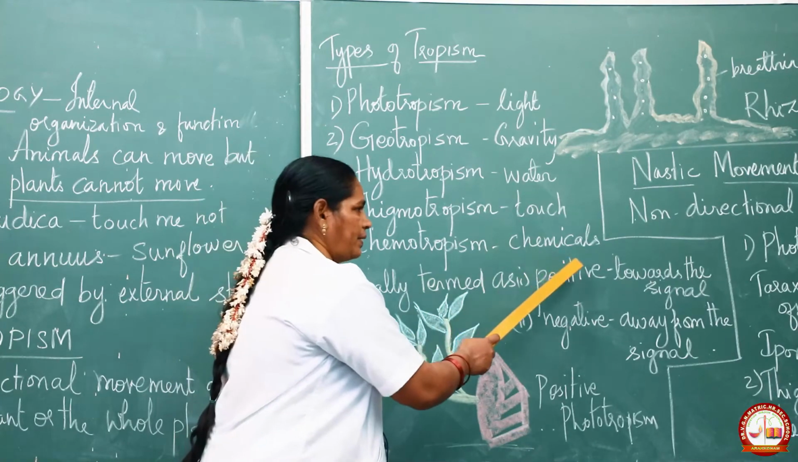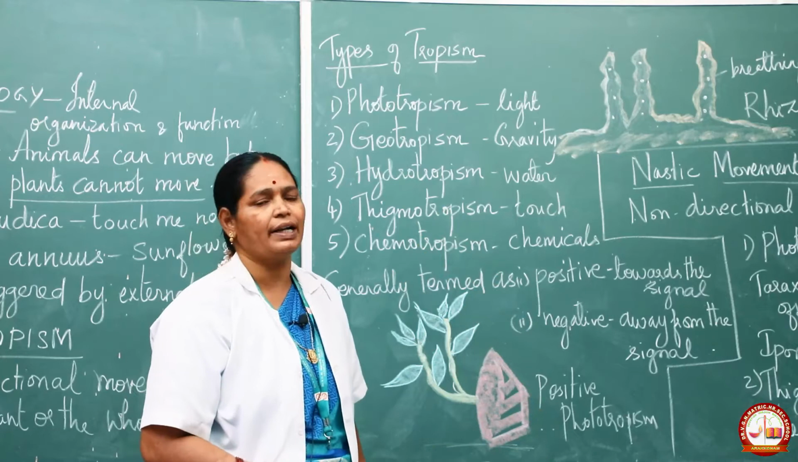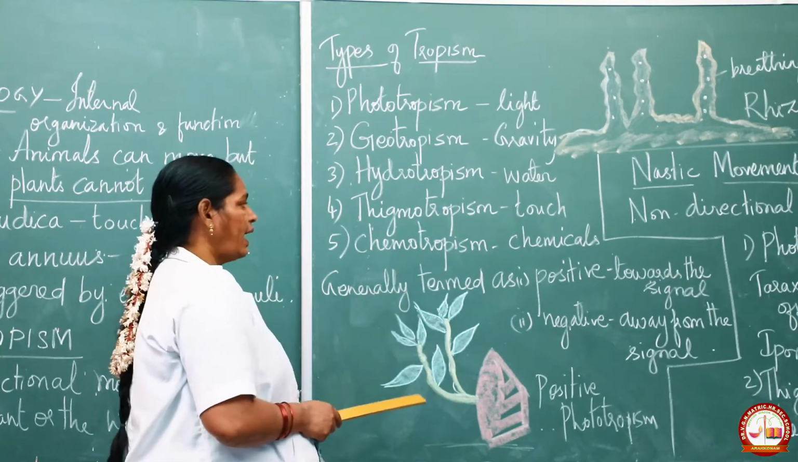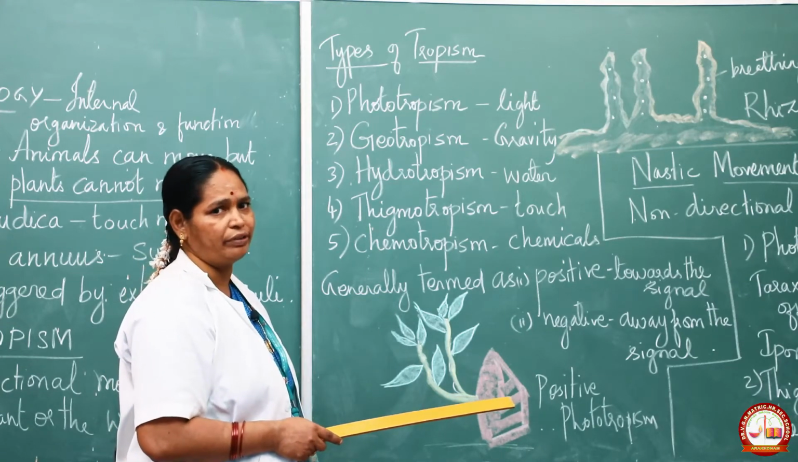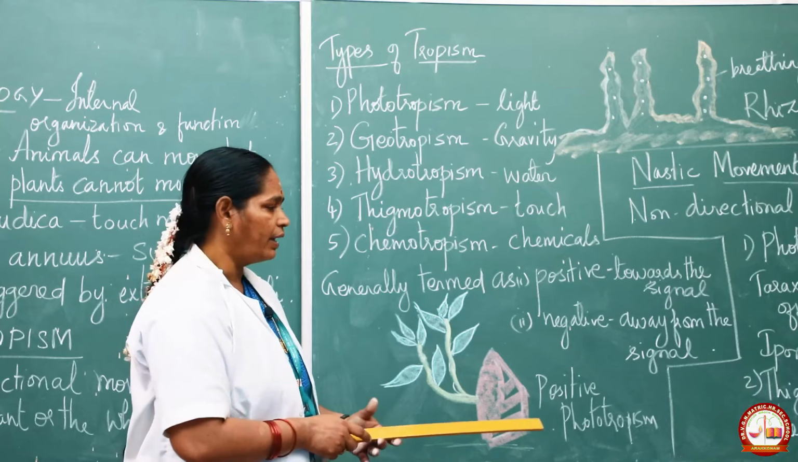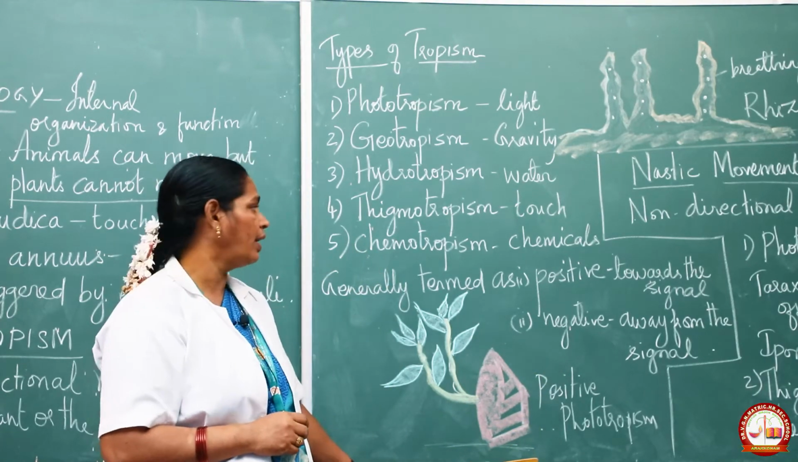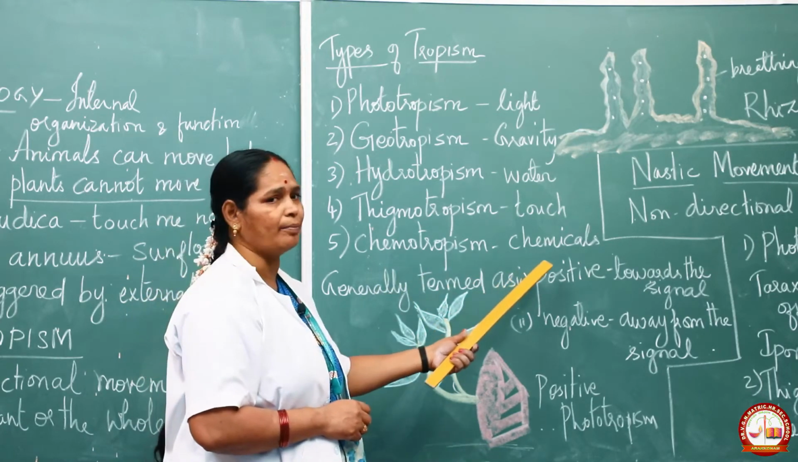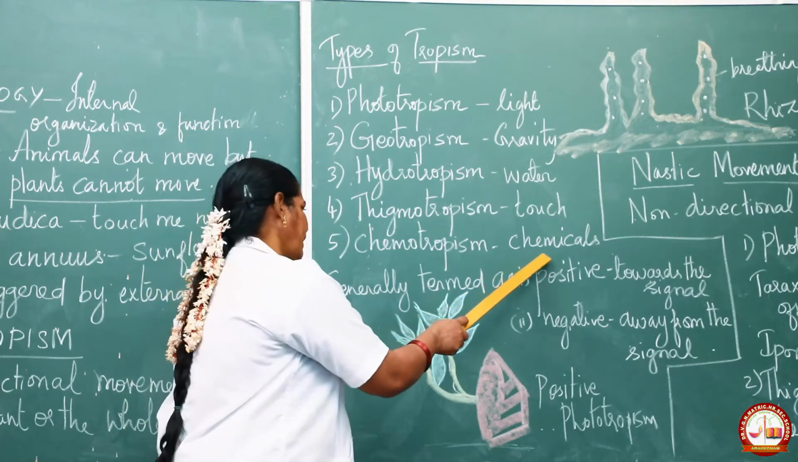Chemo means chemicals. Children, the movement of the plant parts towards a chemical is called what? Chemotropism. An example is the movement of the pollen grain towards the ovary. During fertilization, what happens? The flower attracts the pollen grain and thus fertilization occurs. That type of movement is called what? Chemotropism, the movement of the plant parts towards the chemicals.